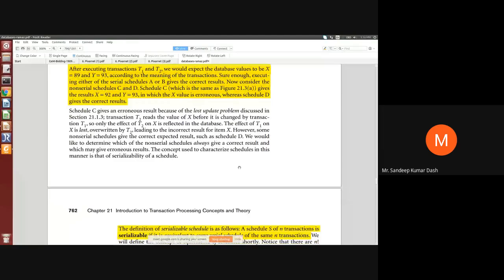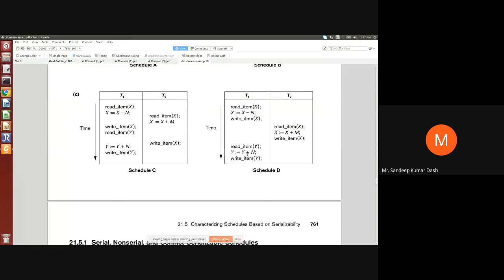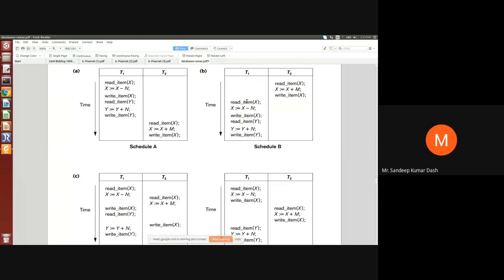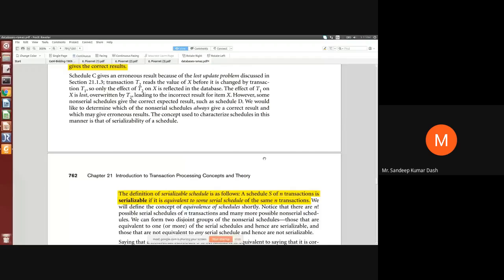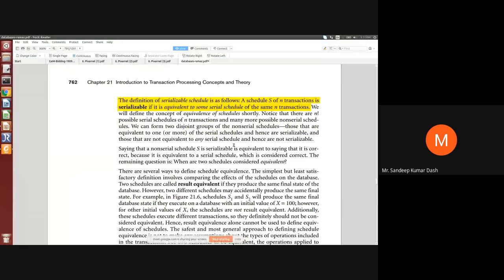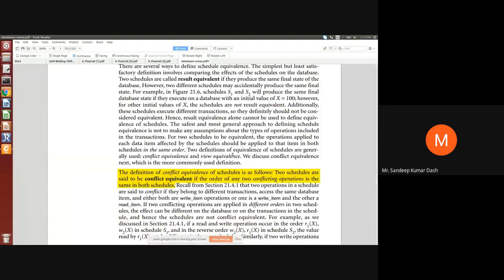Yeah, the definition of a serializable schedule is a schedule S of n transactions. Here n is 2 because for T1, T2 there are two transactions. A schedule S of two transactions is serializable if it is equivalent to some serial schedule of the same n transactions. You see, a serial schedule of two transactions is equivalent to this serial schedule. Okay, because the results are the same. So that will be your serializable schedule.